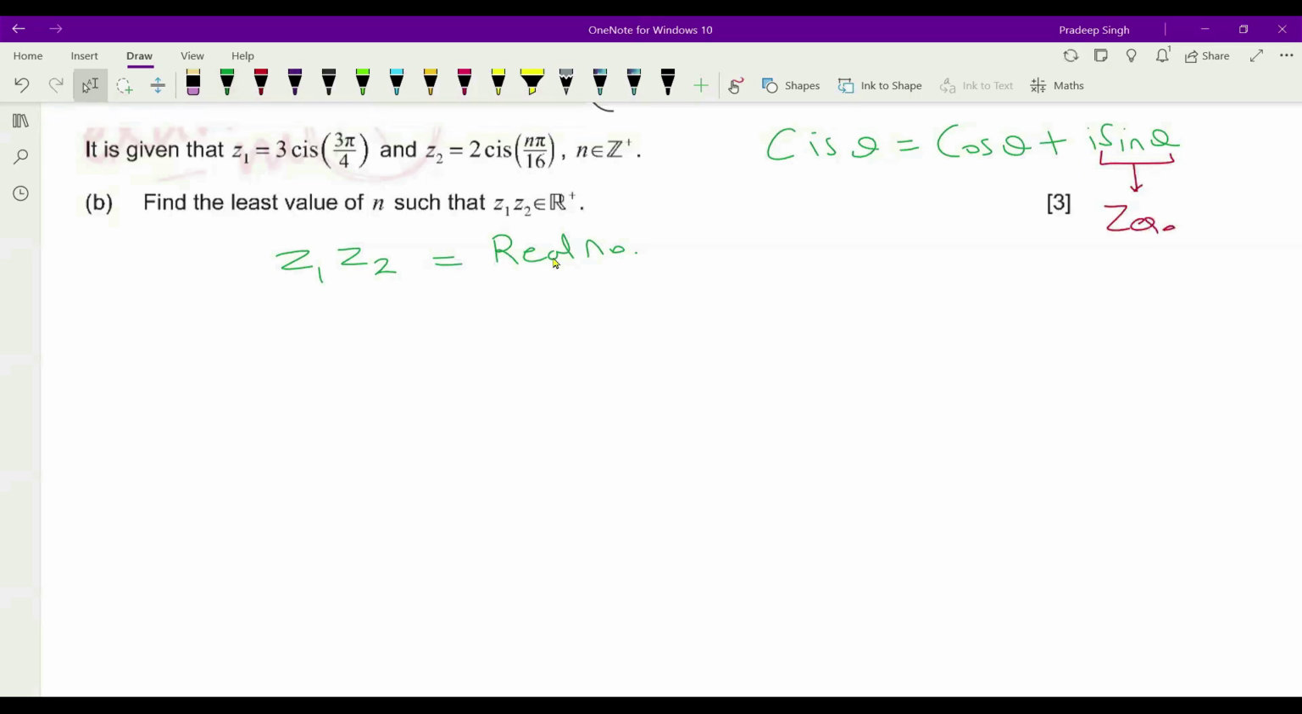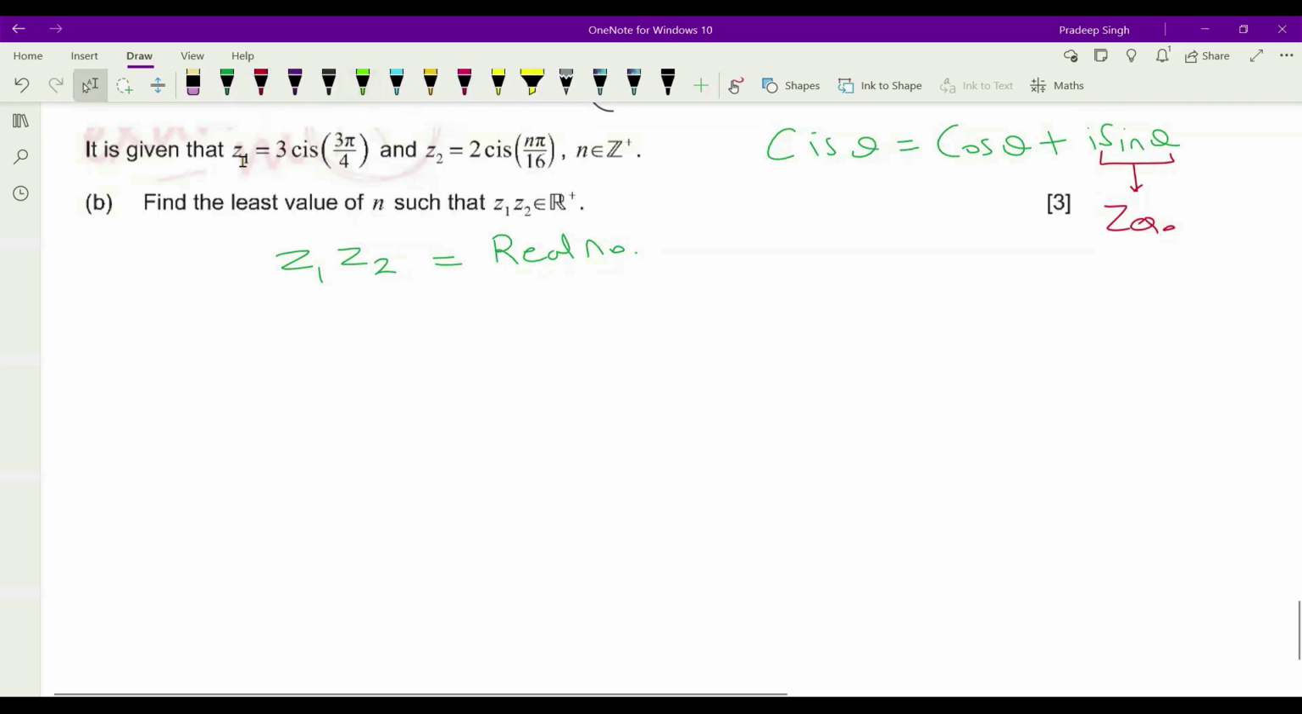A small mistake which a lot of students make: remember, the imaginary part is only sine theta. It is not i sine theta. So the real part is cos theta, the imaginary part is sine theta, and that needs to be zero for the complex number to be real. So let's do that.